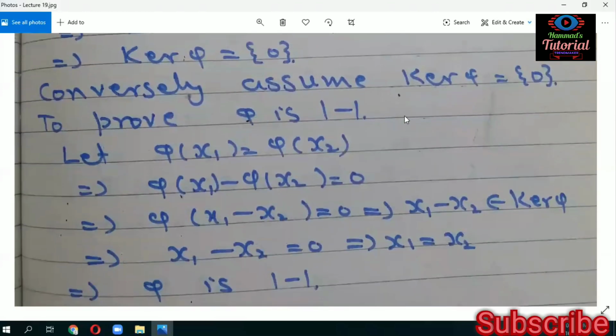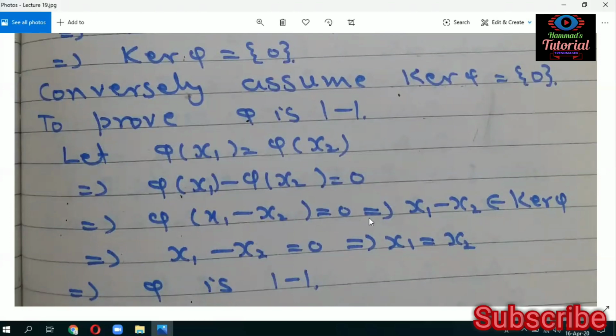Conversely, assume kernel of phi contains only the additive identity 0, then we will have to prove that phi is 1-1. Now to prove phi is 1-1, we will start from phi of x1 is equal to phi of x2, and we will have to prove that x1 is equal to x2. So we start from phi of x1 is equal to phi of x2, then phi of x1 minus phi of x2 will be equal to 0. Then by the property of the homomorphism, phi of x1 minus phi of x2 will be equal to phi of x1 minus x2, which is equal to 0.